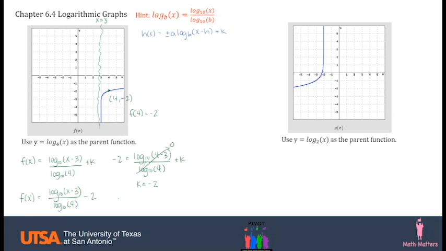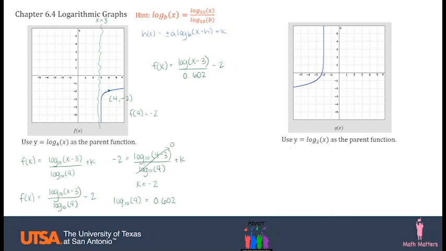And furthermore, we can just simplify. We know that log base 10 of 4, we plug this into a calculator, this is going to give us 0.602. So our final f of x is going to be log of x minus 3, the base 10 is implied, and then over 0.602, minus 2. So that's our f of x.